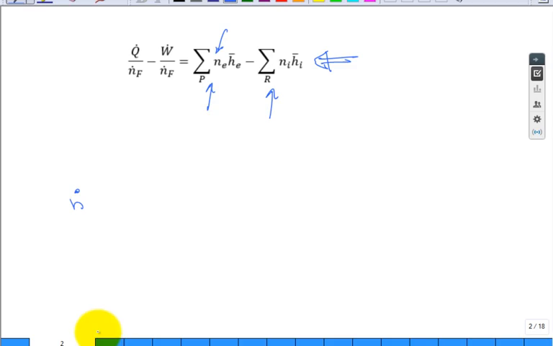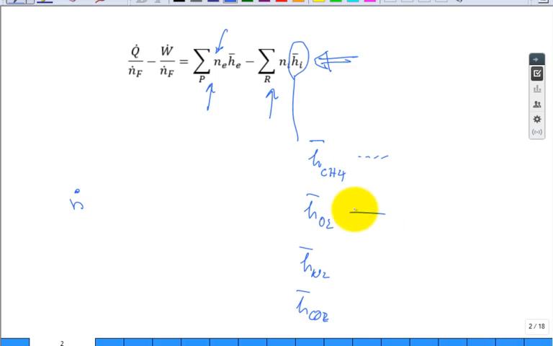Well, this begs the question, how do I get these H bars? How do I find the molar enthalpy for things like CH4? How do I get the molar enthalpy of oxygen? How do I get the molar enthalpy of nitrogen, the molar enthalpy of carbon dioxide? Well, they're going to be a function of some things.